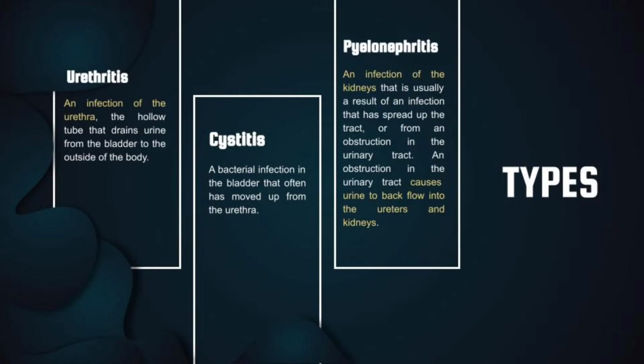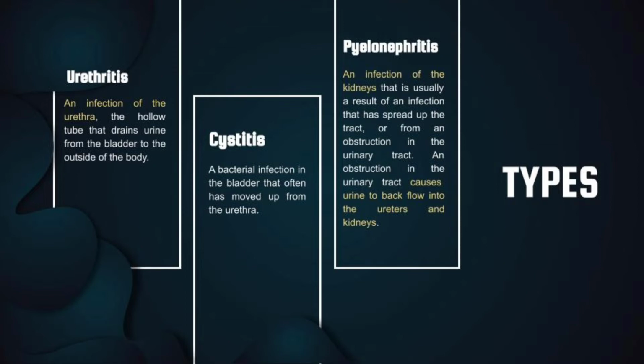Now, the urinary tract infection may involve different sections of the urinary tract, including the following. So we have urethritis. This is an infection of the urethra, the hollow tube that drains urine from the bladder to the outside of the body. We also have cystitis, a bacterial infection in the bladder that often has moved up from the urethra.